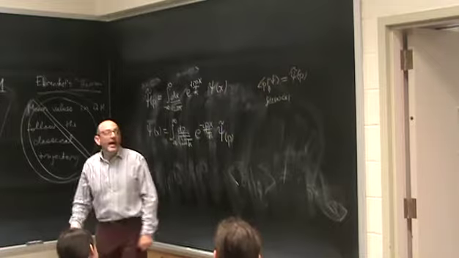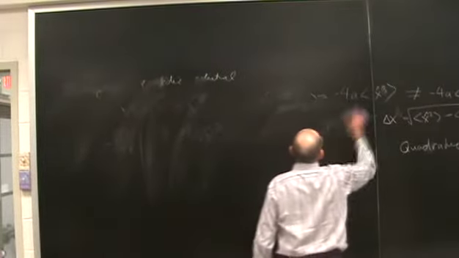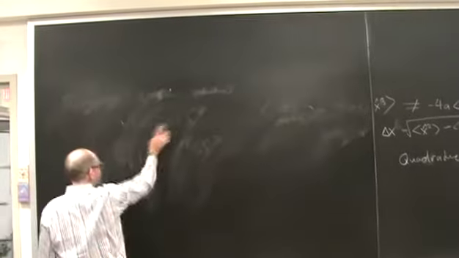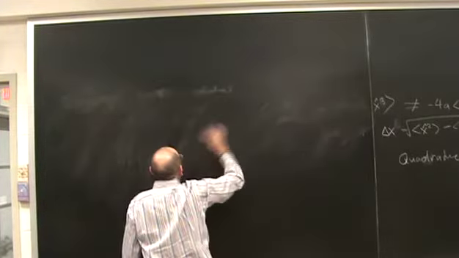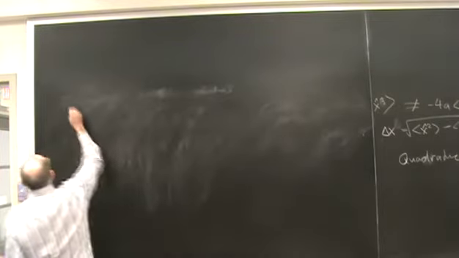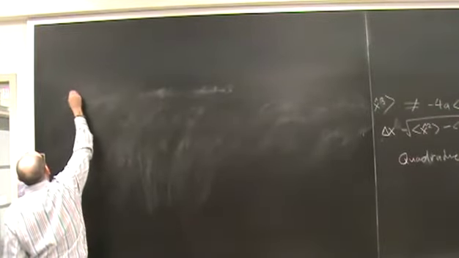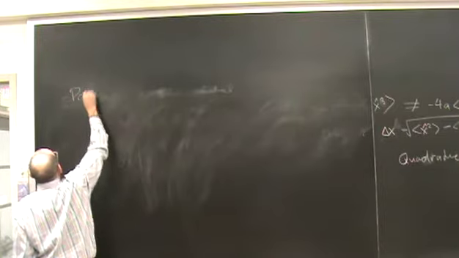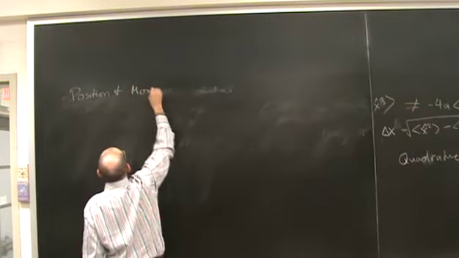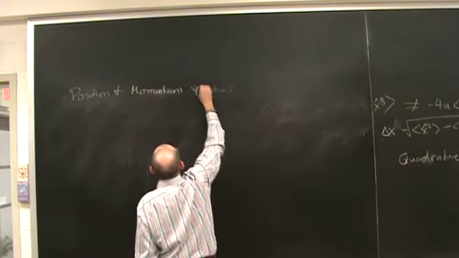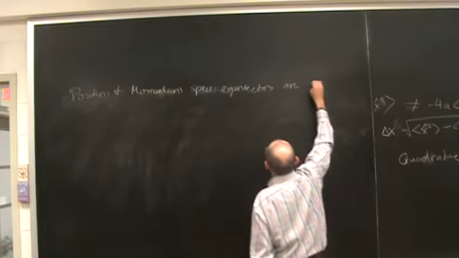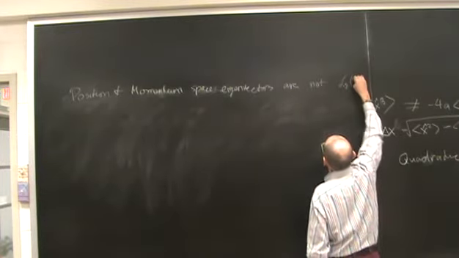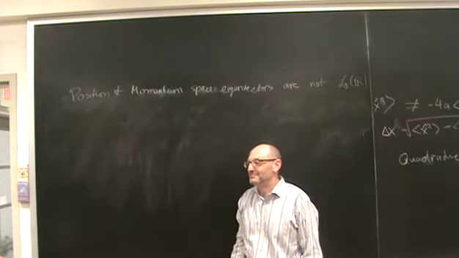All right. Now, there is one important fact here which we kind of sloughed over. So, position and momentum space eigenvectors are not L2R. They're not in the Hilbert space.